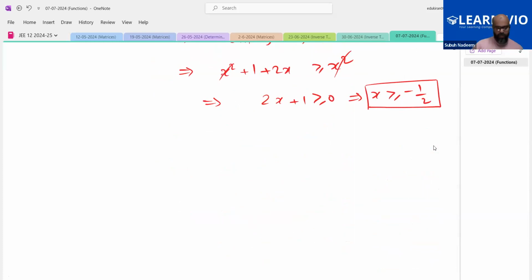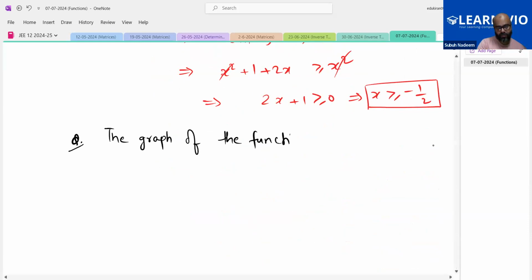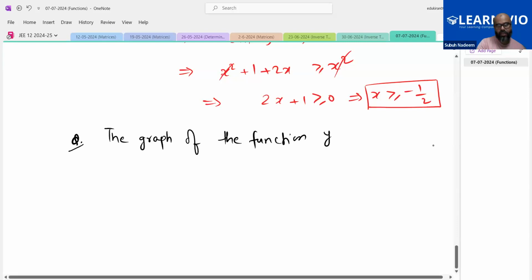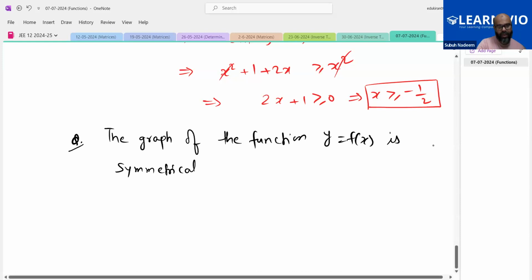There is one question of this type. A little bit of graph is involved. So the graph of the function y is equal to f of x is symmetrical about the line x is equal to 2. Then which option is correct?